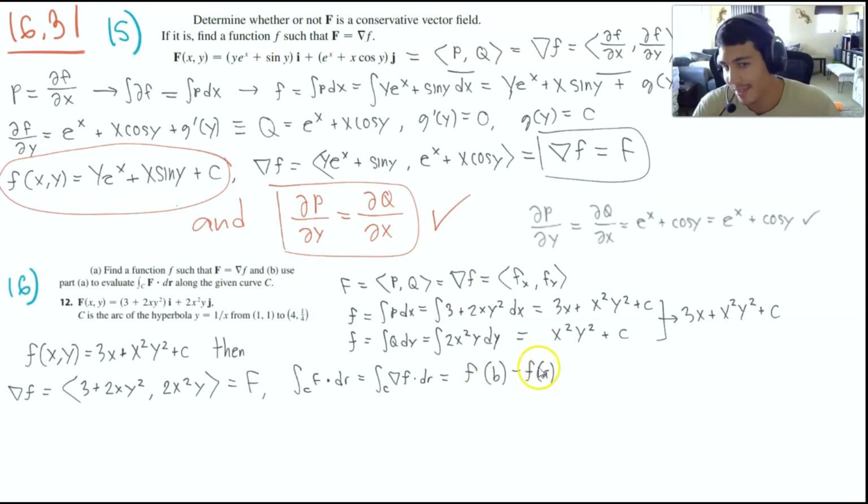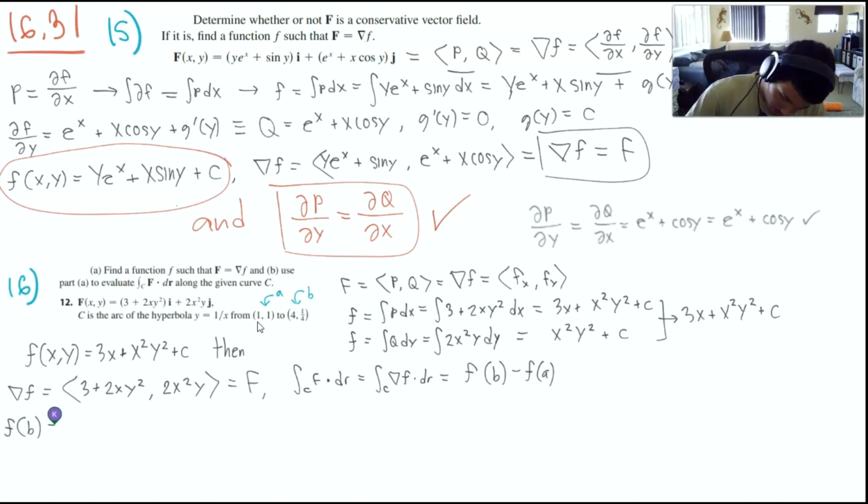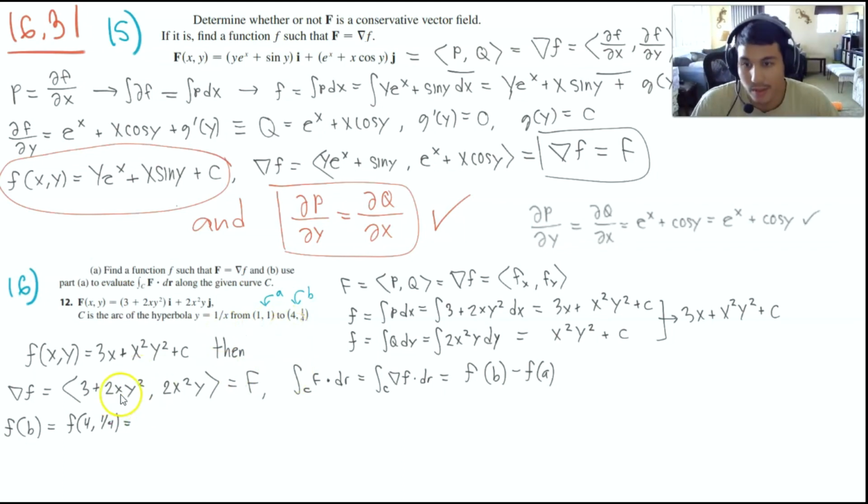f of b minus f of a. Fundamental theorem of line integrals. Now you're like, what is f of b? I would say maybe that's point B, and maybe that's point A. Let's call it A, B, right? Now let's explicitly find what f of b is first. f of b would be then f of 4 comma 1/4. And then let's plug this into this right here.